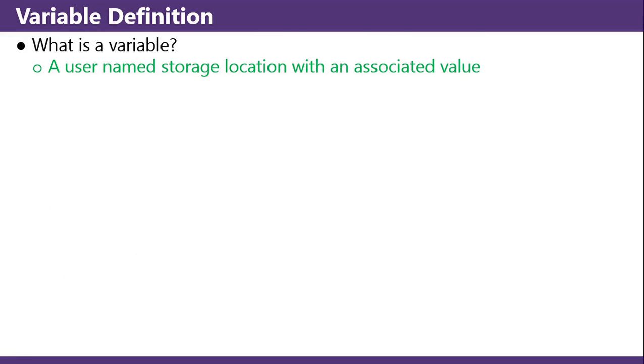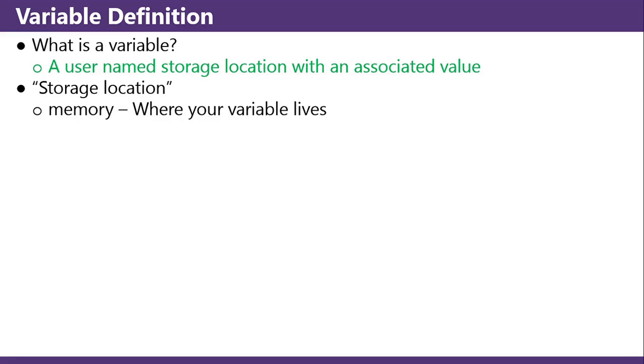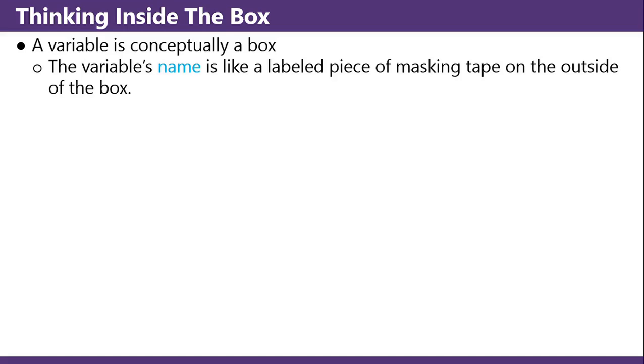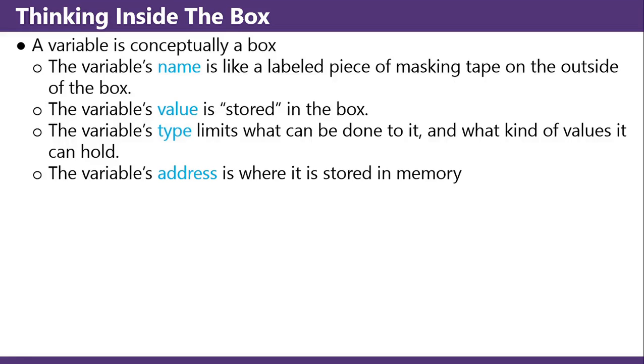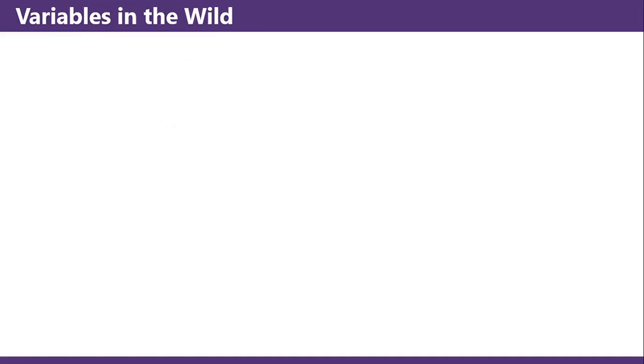What is a variable? A named storage location with an associated value. What's a storage location? Memory, which almost everyone knows what memory is, where your variable lives. Thinking inside the box: a variable is conceptually a box. The variable's name is like a labeled piece of masking tape on the outside of the box. The variable's value is stored in the box. The variable's type limits what can be done to it, what kind of values it can hold. The variable's address is where it is stored in memory.